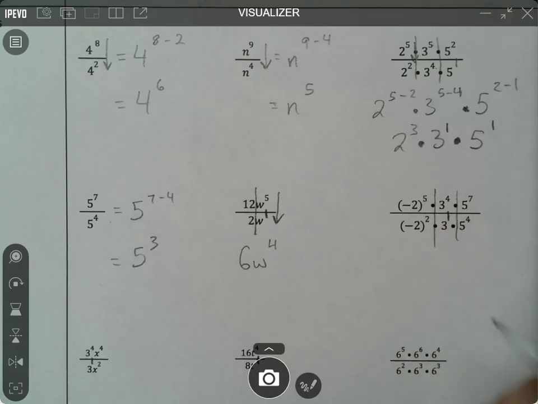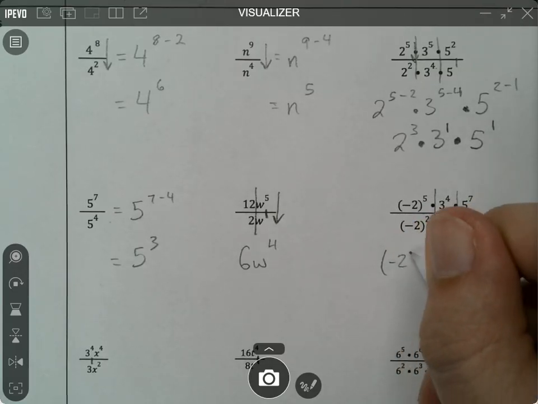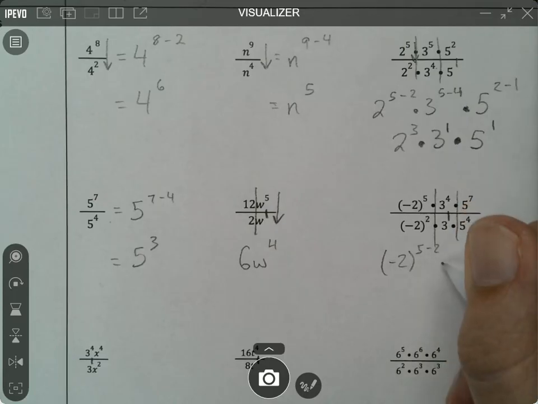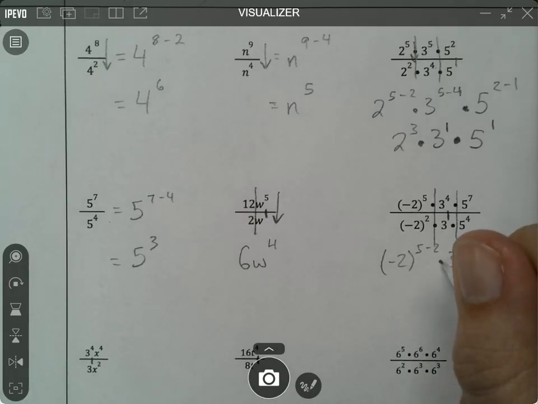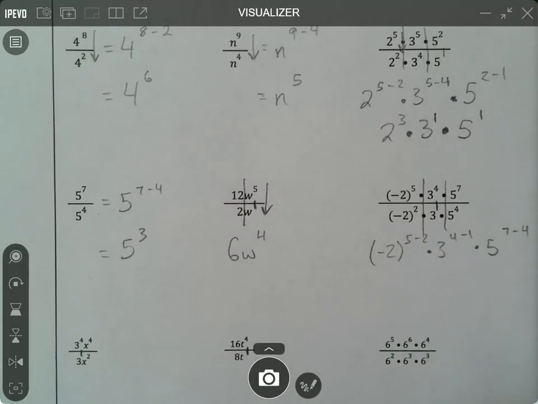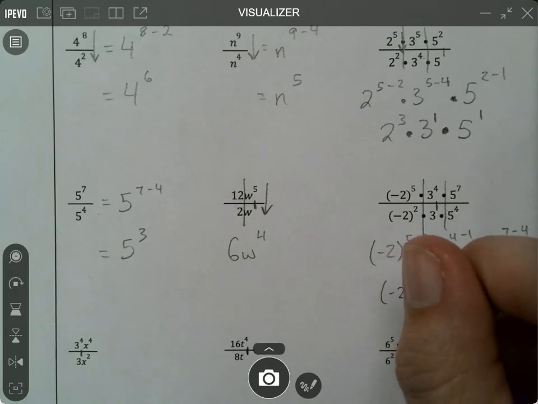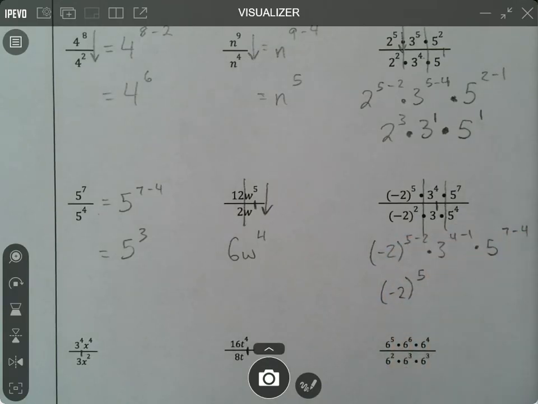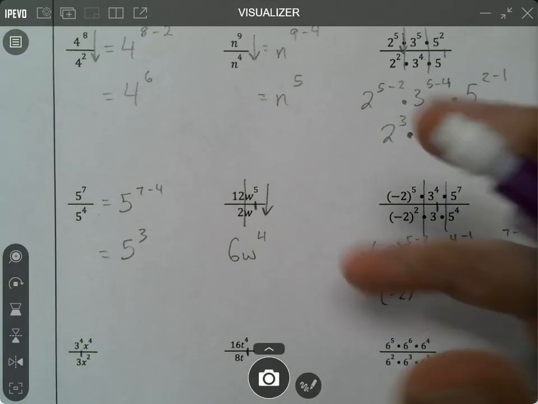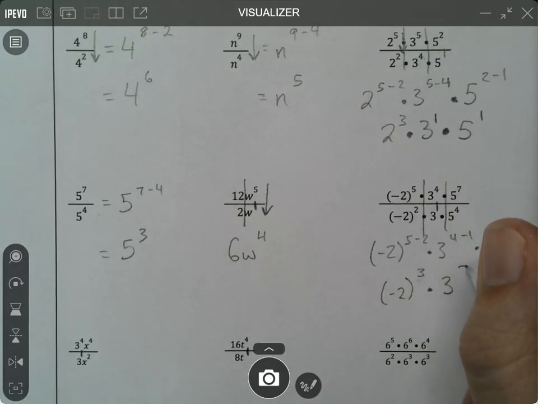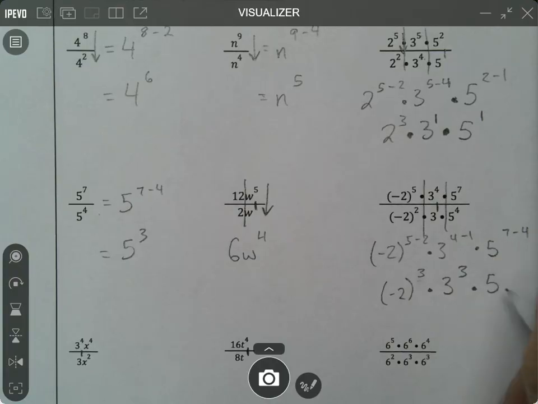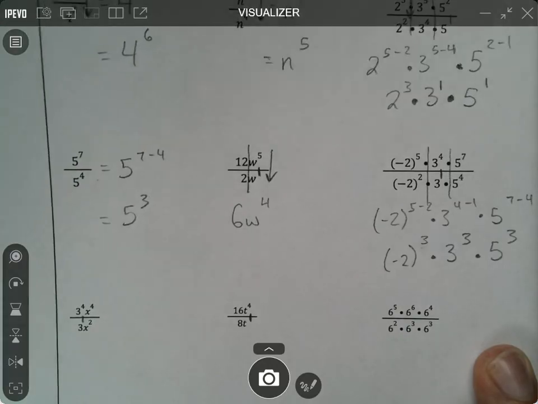Negative 2's stay with the negative 2's, so it would be a negative 2 to the 5 minus 2, 3, to the 4 minus 1, 5 to the 7 minus 4. Okay? Shoot. 5 minus 2 is 3, not 5. 3 to the third, 5 to the third as well. Okay?